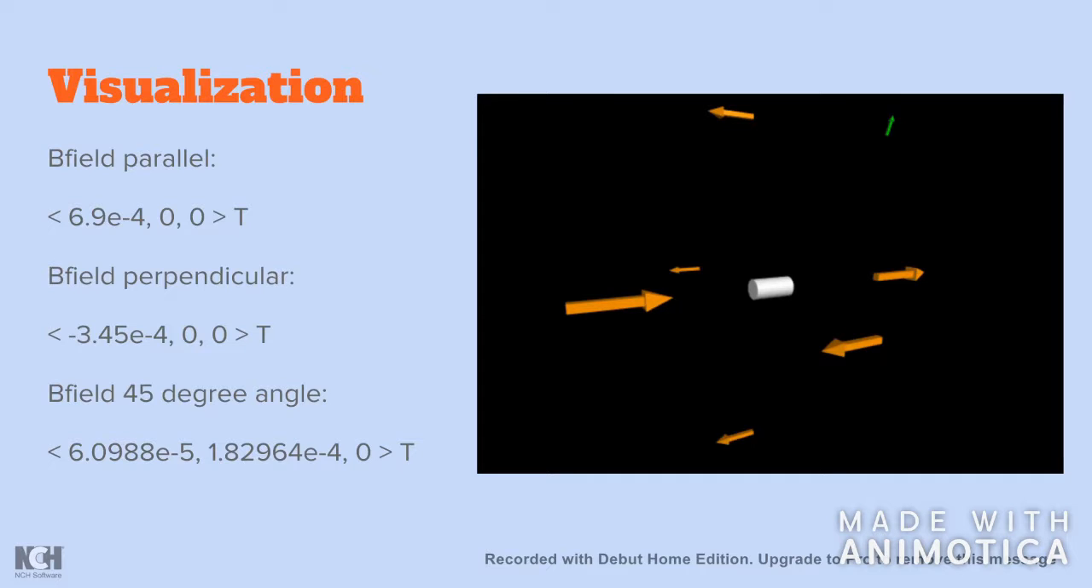The final calculated value for the magnetic field at a parallel location is 6.9 times 10 to the negative 4 Tesla in the x component. The B field at a perpendicular location is negative 3.45 times 10 to the negative 4 Teslas in the x component. And the B field at a 45-degree angle is 6.09 times 10 to the negative 5th in the x component and 1.8296 times 10 to the negative 4 Tesla in the y component.